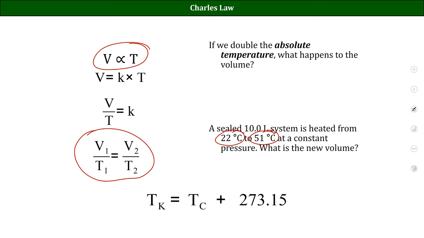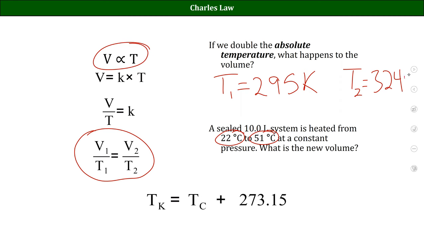So if we solve these, T1 is going to be equal to 22 Celsius, which put in Kelvin gives us 295, I think. Yeah, 295 ± 1. We're going to keep our uncertainty in the ones place because it was an addition that got us to Kelvin. And T2 is then going to be 324. Plug those in for T1 and T2. Plug 10 liters in for volume 1. You get volume 2.